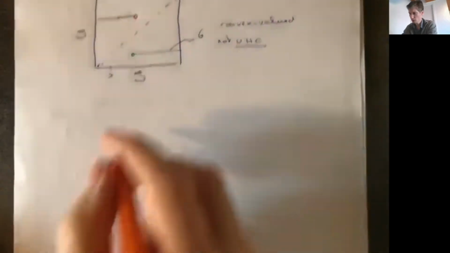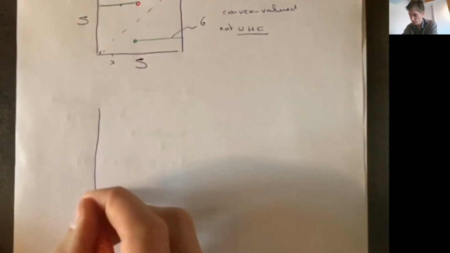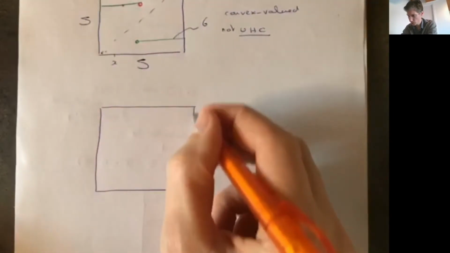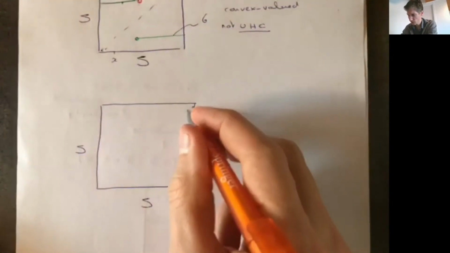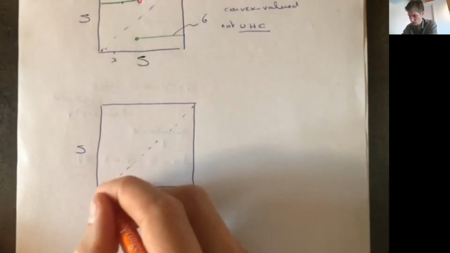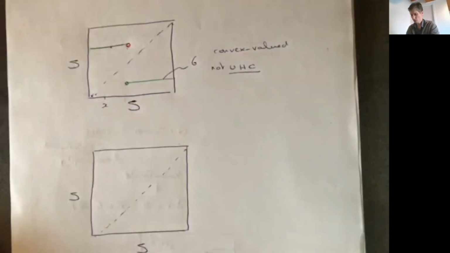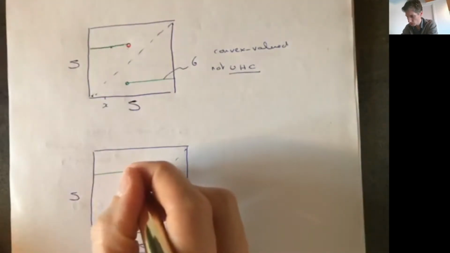Now, to see that convex valuedness is also important, let me take a very similar example. So here we have from S to S, the 45-degree line. I'm going to take a correspondence that's very similar, except for one detail.